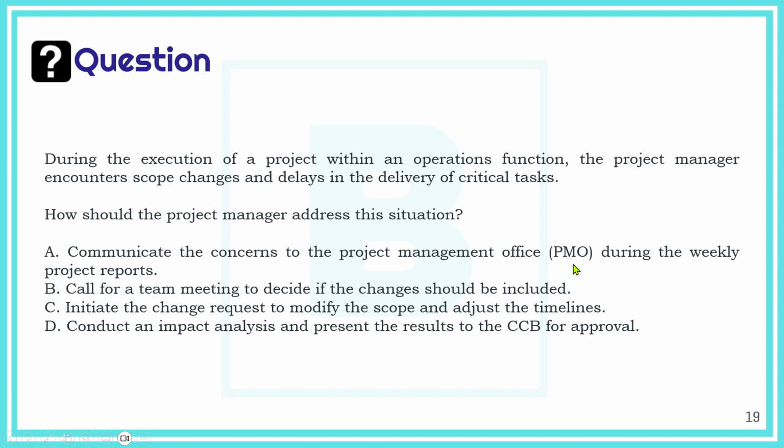Now, definitely, involving the PMO, and mainly during the weekly project reports? Well, that's not how things work. First of all, those are weekly project reports for reporting, and the PMO, we don't really need to involve them here. But answers B, C, D, probably each one of them could apply: have a team meeting, discuss it together and see if changes should be included, or initiate a change request to modify the scope and adjust timelines, or conduct an impact analysis and present the results to the CCB. Well, answer D is the most complete, the better formulated, the clearest one. For such changes and delays, let's have an impact analysis, present this to the CCB, and the CCB will take the decision on what to do regarding these changes.